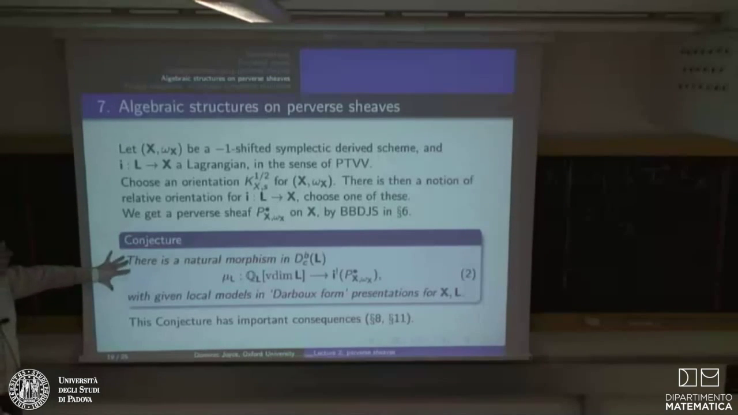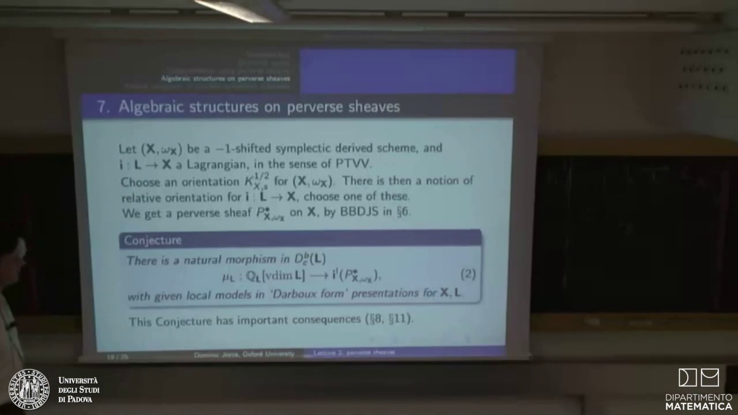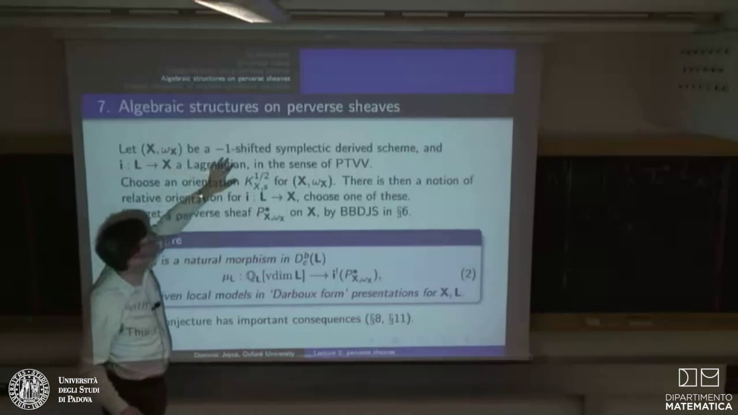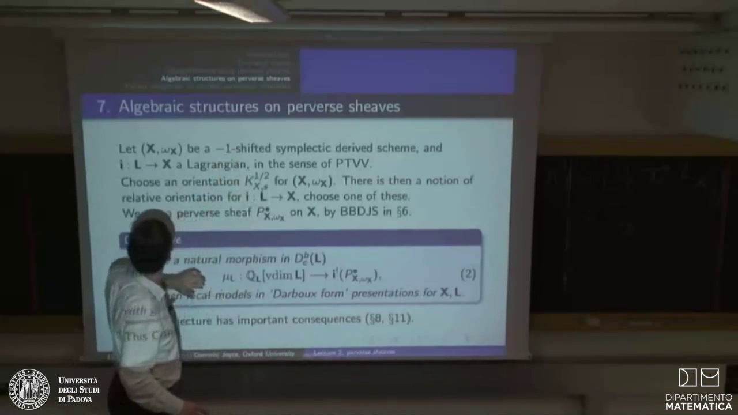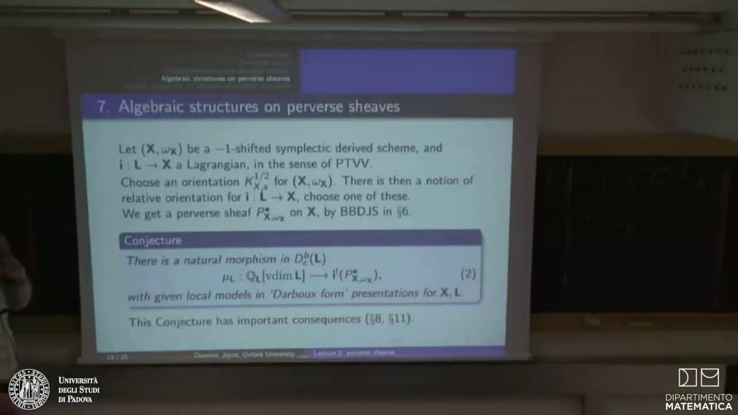And I think it should happen through this conjecture. So I'm going to go back from d-critical loci to the PTVV language, although there should be a truncation of all this to a kind of d-critical picture as well. Okay, so let's take X and omega X to be a minus one shifted symplectic derived scheme, and then L, a Lagrangian in X in the sense of PTVV, which I talked about yesterday.